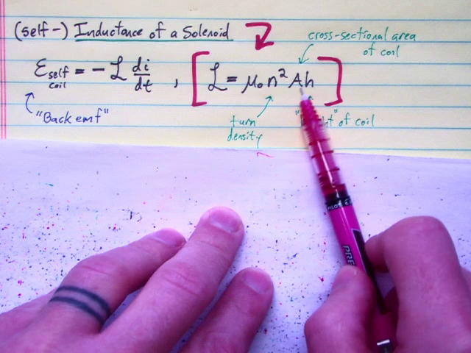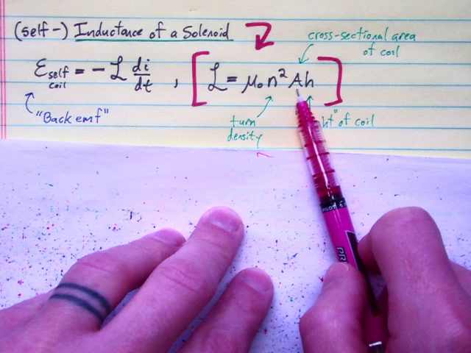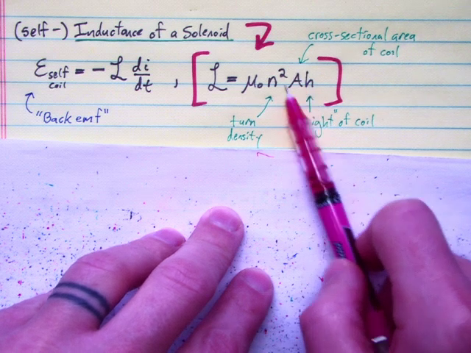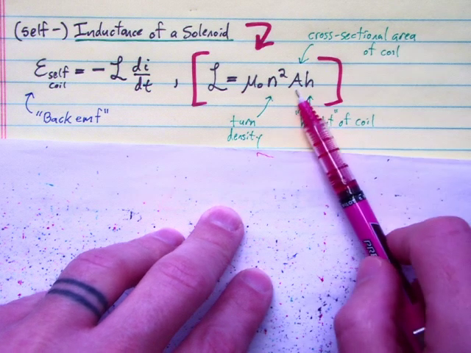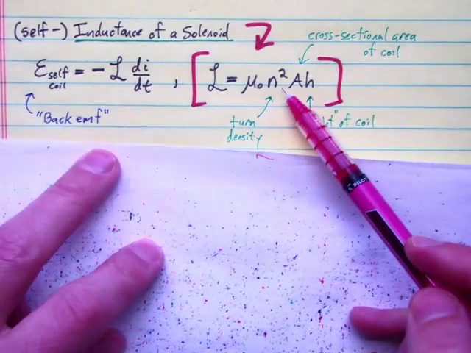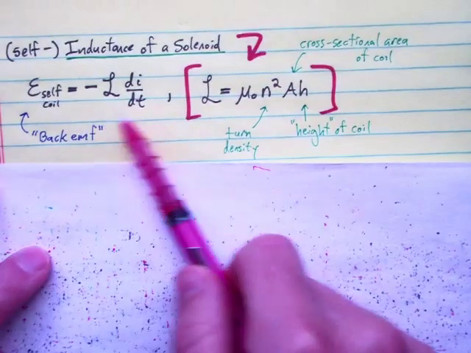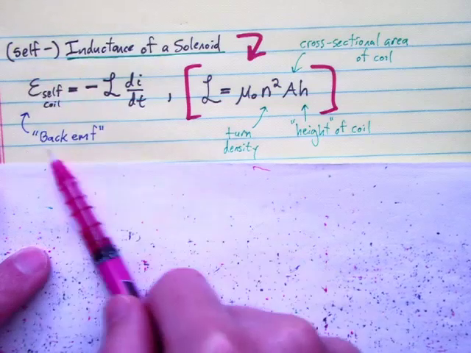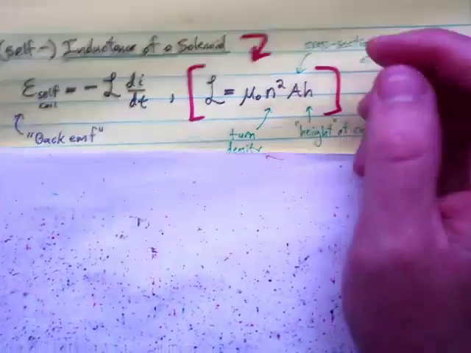So the coil does not necessarily have to be cylindrical here. It could be kind of like a square coil, and A would be that cross-sectional area of the square coil. That works just as well. So whatever the shape of your coil is, A is its cross-sectional area, there's its height, and then there n squared is the turn density. This is also known as that back EMF, that self-induced EMF, the back EMF from this coil.